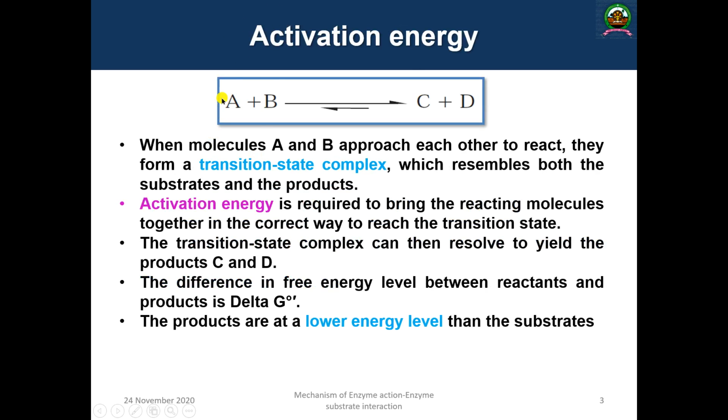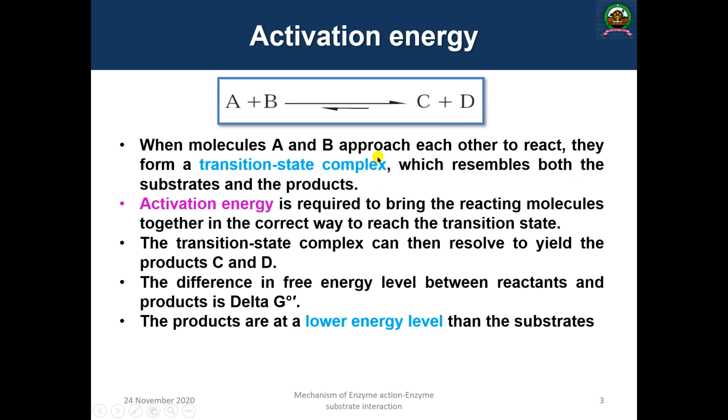Say for example, A and B are in equilibrium. When two molecules A and B approach each other, an equal concentration of A and of B should be there to interact. Then they reach an equal stage that is known as the transition state complex. There is a transition, and the reactants are almost converted into product. Then it is converted into C and D, and this is known as the transition state complex, which resembles both the substrate and the product.